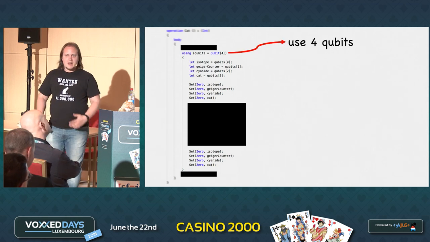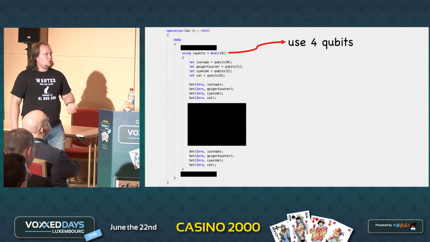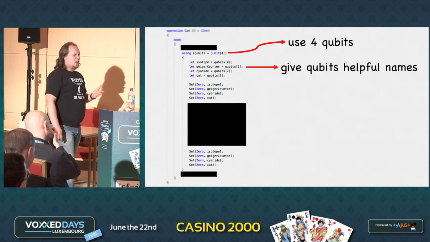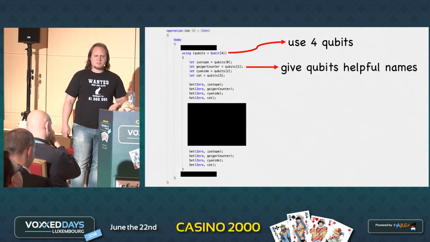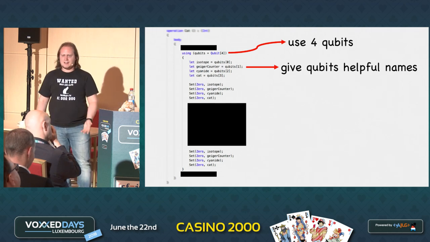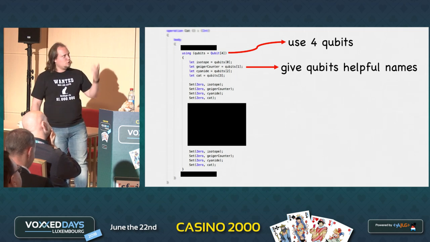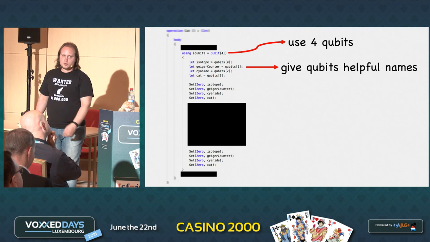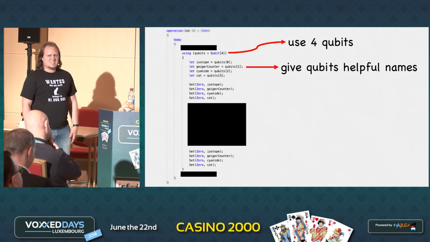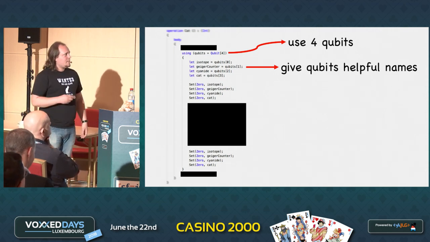So we have to define that we need 4 qubits for this algorithm. We don't necessarily have to give the qubits names, but best practice in any kind of programming is to use names that actually help you understand what they mean. I mean, we could call them qubit 0 through qubit 3, but who's going to understand that?